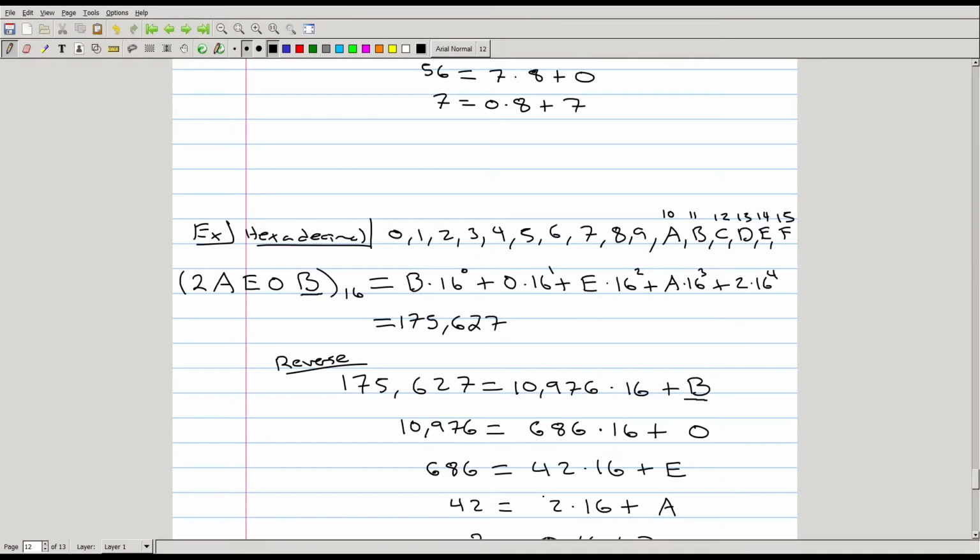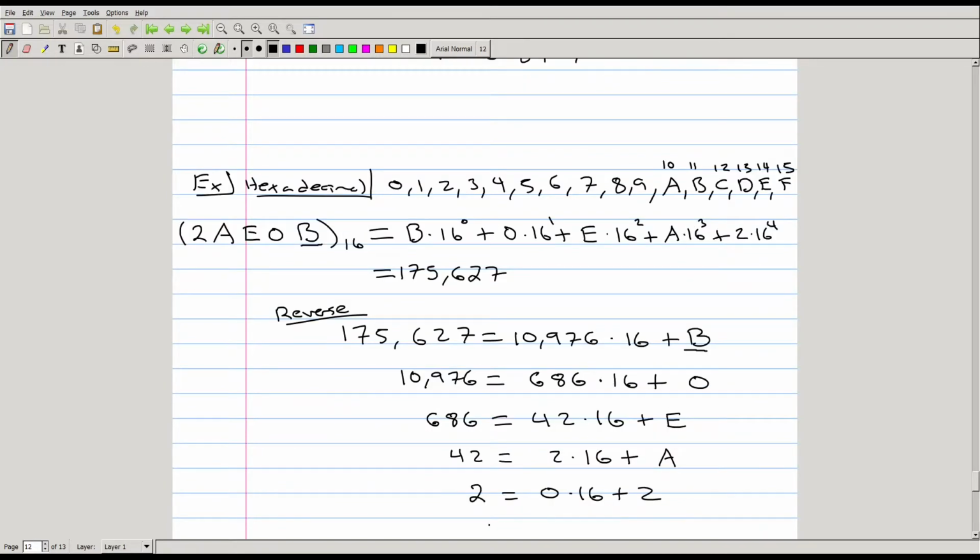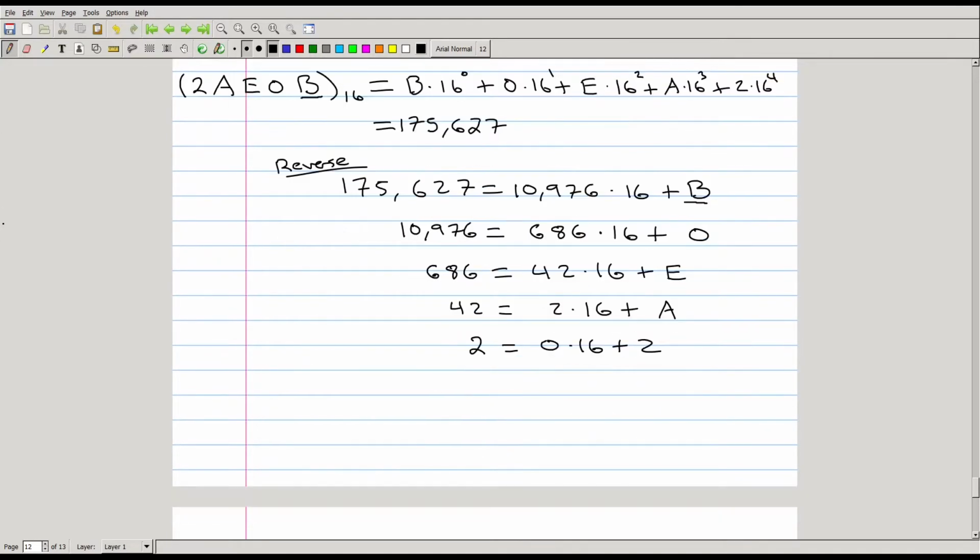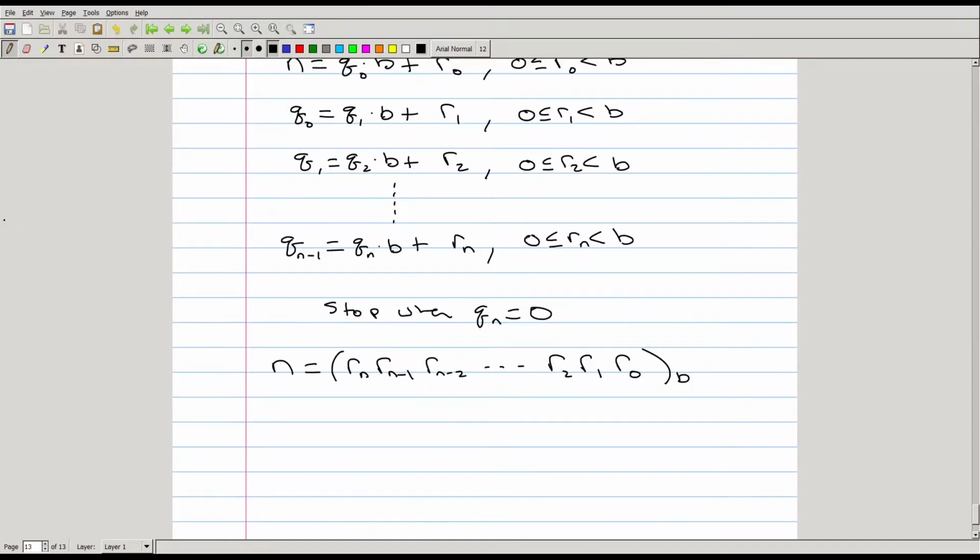42 is equal to 2 times 16 plus a, or 10. So a is the next digit. And lastly, 2, when you divide it by 16, is 0 times 16 plus 2, which gives the last digit here as 2. And this terminates the expansion because we've reached 0 for our quotient. So I think these three examples very clearly show this process.